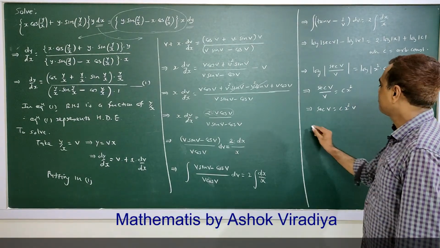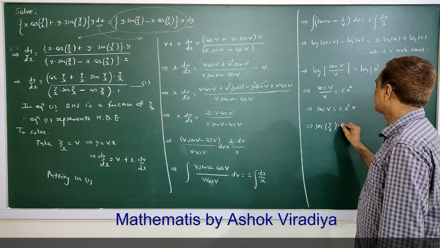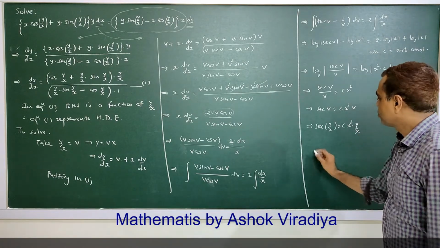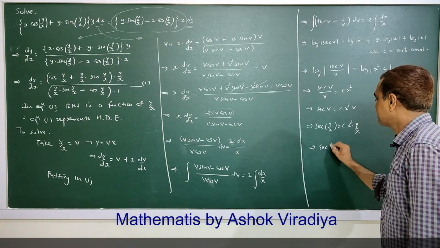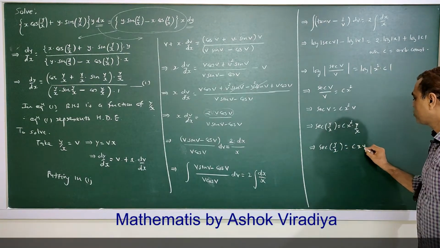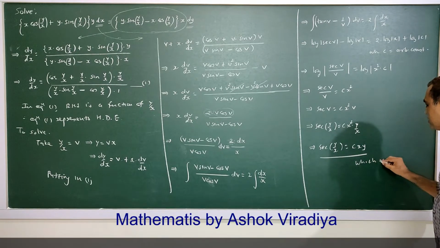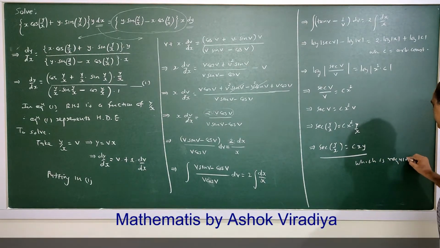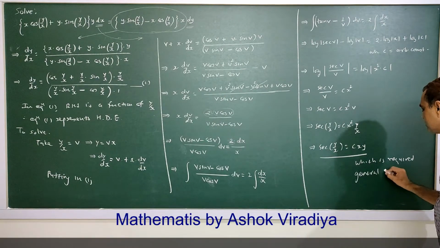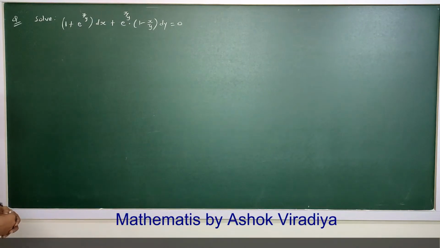Now putting value of v is y by x, here y by x. So sec of y by x is equal to cxy. So this is the required general solution.